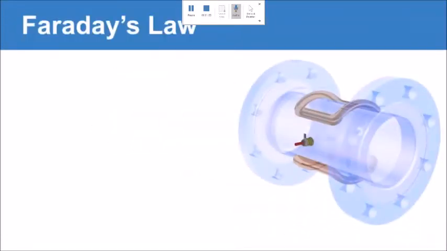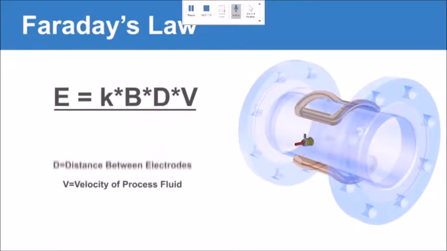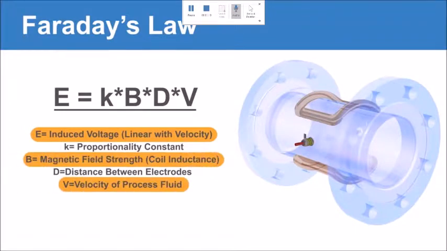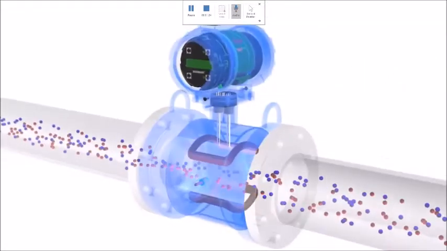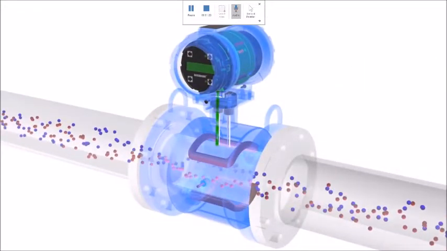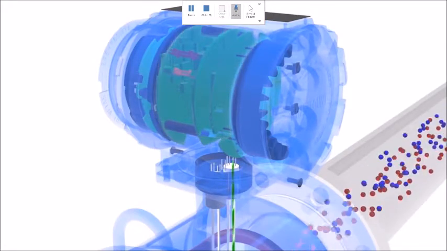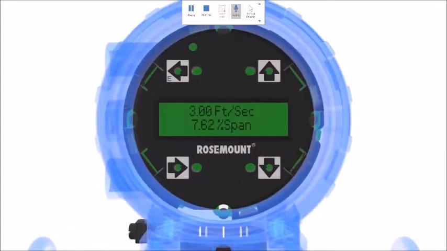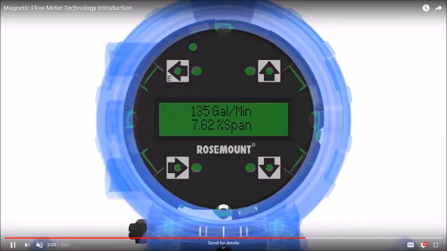This will bring us into Faraday's law. There are 5 different variables in this. E being our voltage, K being the constant, B is our magnetic field, and D is the distance, and then V would be the velocity. With these, we can then calculate the induced voltage, which is hand in hand equal to the flow. So as the sensor gets the flow, it'll send it up to the transmitter, and then the transmitter will then spread it into a conversion. So that's how they work.